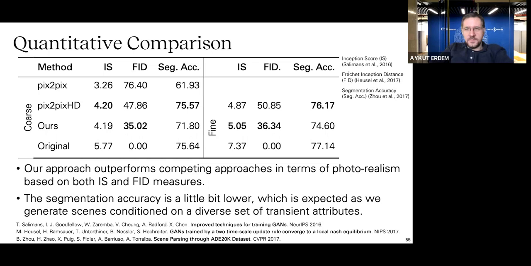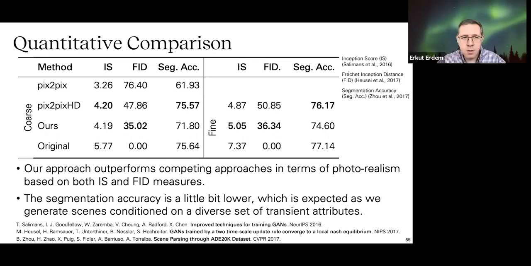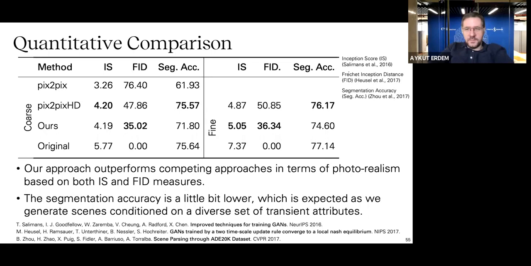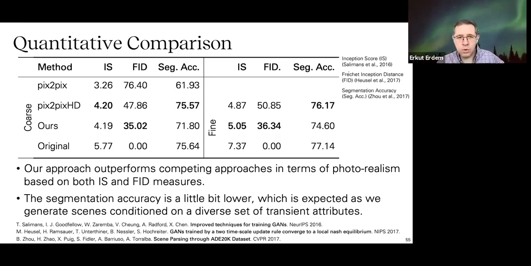And again, for evaluating how relevant the generated scene is in terms of the input semantic maps, we considered a standard deep semantic parser and checked the segmentation accuracy. Okay, so at the end, we compare both the photorealism of the generated images and the relevance of the generated image in terms of the given scene layouts. And as you see from these results, our method outperforms both of those baselines.